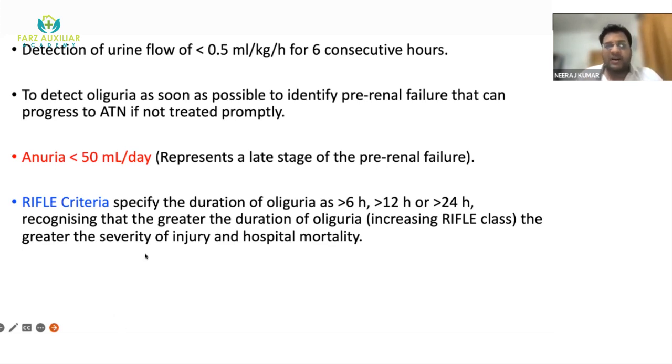And RIFLE criteria signify the duration of more than 6 hours, 12 hours, and 24 hours. So the greater the duration of oliguria, the higher the RIFLE class, the greater the severity and the greater the hospital mortality. So sometimes they used to ask what this RIFLE criteria usually signifies. It signifies the severity of your renal injury as well as hospital mortality.